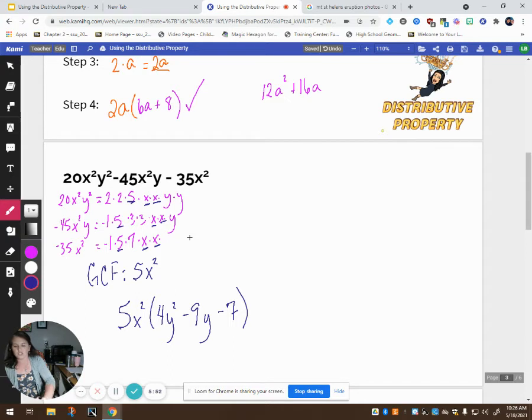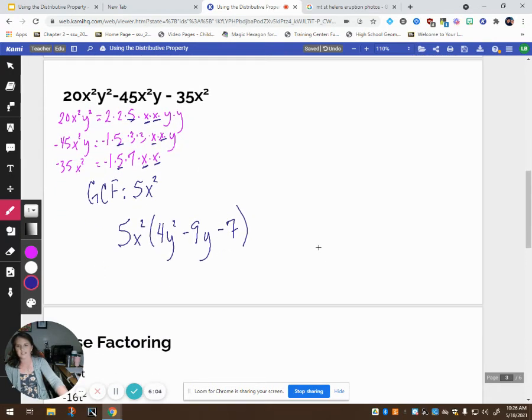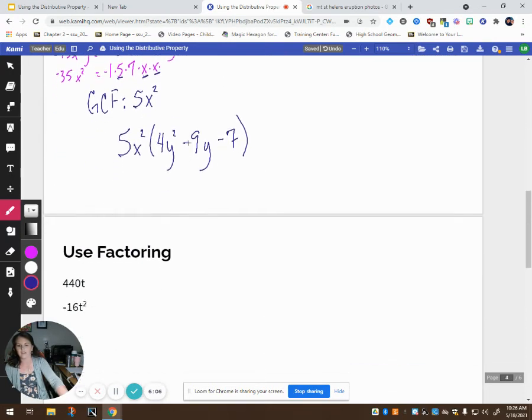Again, we can distribute and check. That would be 20x squared y squared. That's good. Negative 45x squared y. That looks good. And negative 35x squared. So we did it correctly. This is the factored form of this.